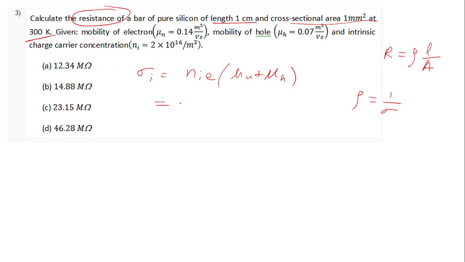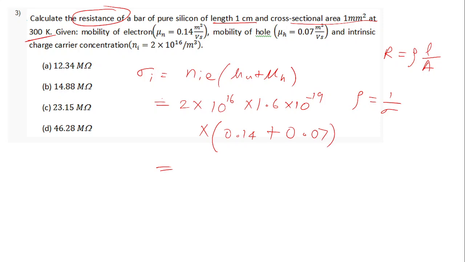The intrinsic charge carrier concentration value is 2 times 10 to the power 16 per meter cube. Just keep in mind all these should be in SI units. This is not in SI unit, this is not in SI unit, so when we are using them in numericals, we should convert. The other things are all in SI units, so fine. Now again, charge is 1.6 times 10 to the power minus 19, and mobility is 0.14 plus 0.07.